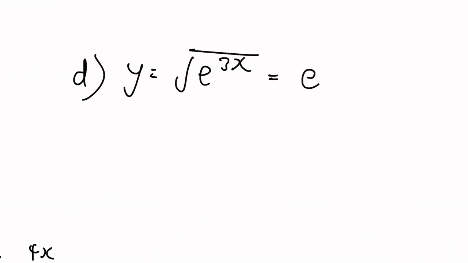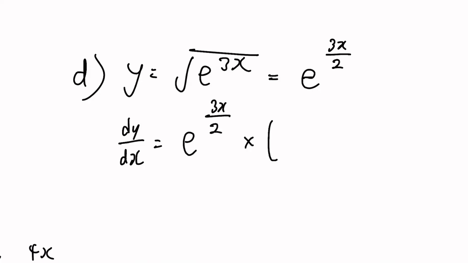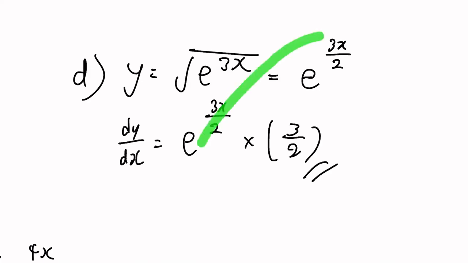What's this equal to? e power 3x over 2. Yes. This is implied to be a square root, but it will not be written. So dy by dx will be equal to? Copy paste, then differentiate the inside, times 3 over 2. Very good. Yes, that's it. You get the pattern now? Copy paste, differentiate the inside.